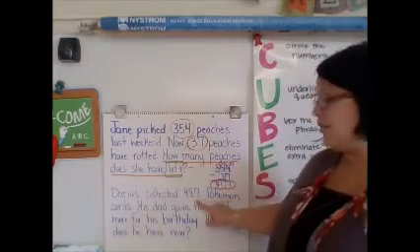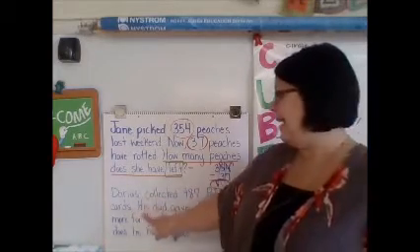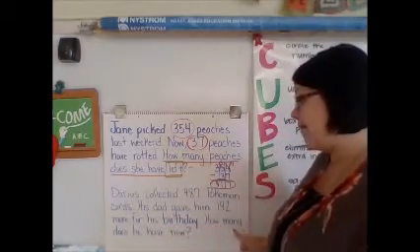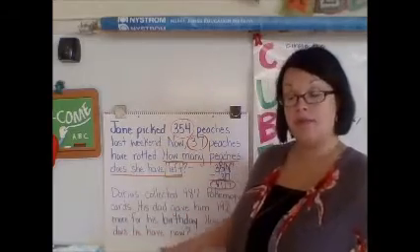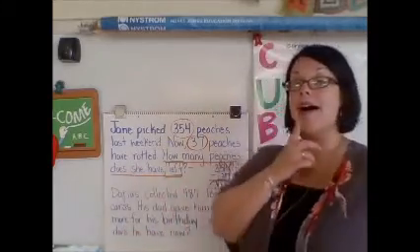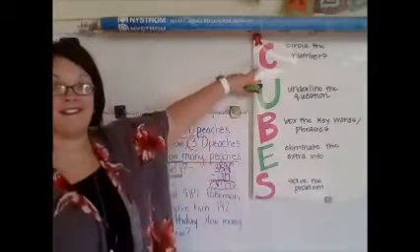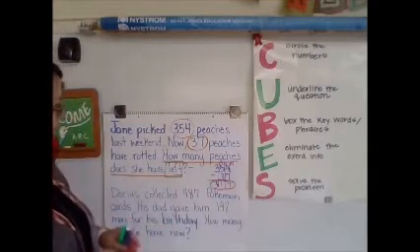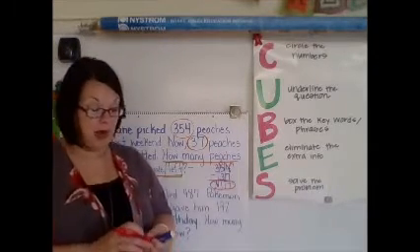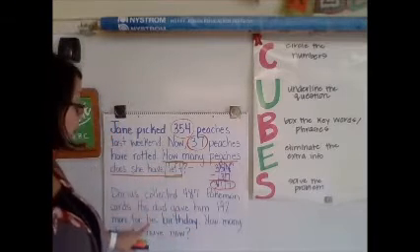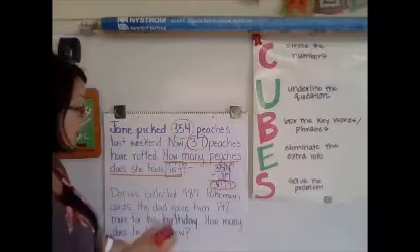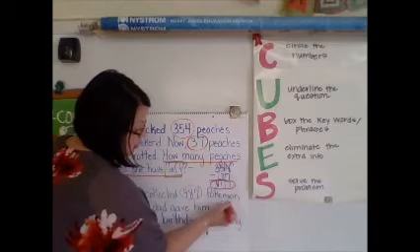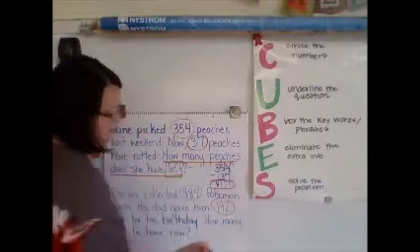Darius collected 487 Pokemon cards. His dad gave him 192 more for his birthday. How many does he have now? Okay, so what am I going to do first? If you were up here with me at the board, what would you do? Well, I'm guessing that you're probably whispering to yourself right now that you would have circled the numbers 487 and 192, because those are the two numbers that I see in the problem.